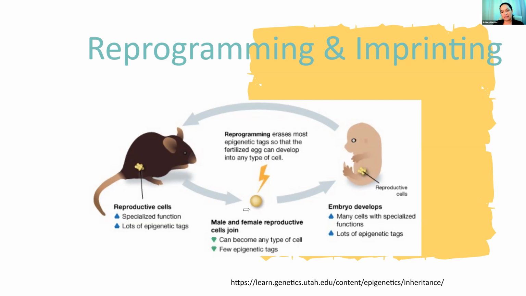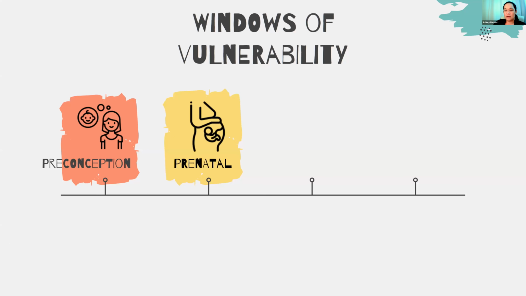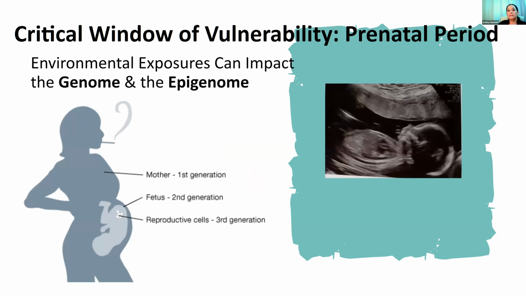Because there's some way that our cells know that certain genes come from our male genetic donor, and certain genes come from the female genetic donor. And with imprinting, they have to have some form of memory, right? To be able to remember that. And so about 1% of genes escape this reprogramming, and that's where we get the imprinting. So there are certain windows of vulnerability, and we've talked about this concept before, right? We're going to focus first on preconception and the prenatal period.